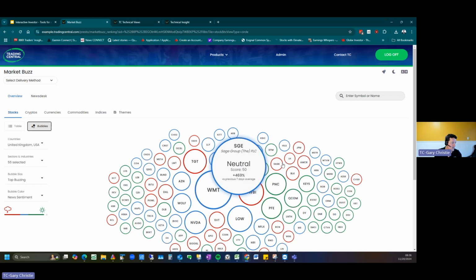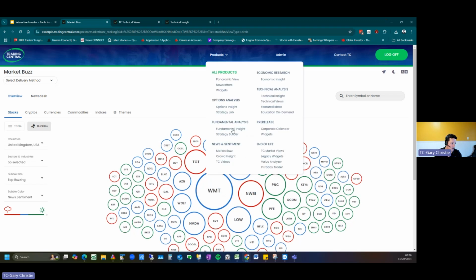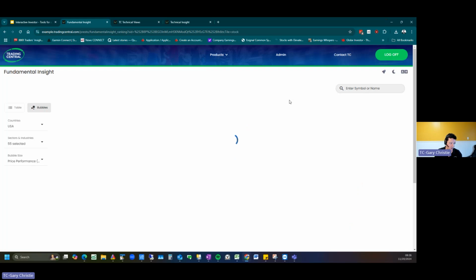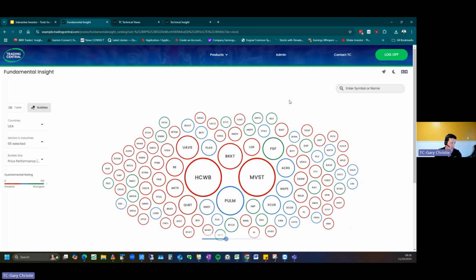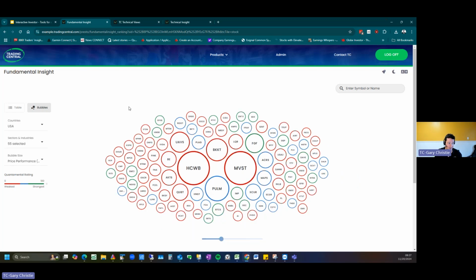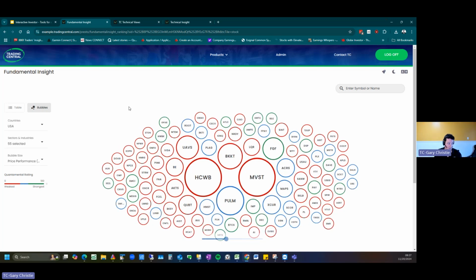All right, so moving on to the next product, which is going to be Fundamental Insight. I want to show you Fundamental Insight because it's very similar to what we just saw. Now we're in a new product, Fundamental Insight, and it's very similar to Market Buzz. It has the same kind of look and feel. It's designed that way for a reason, right?